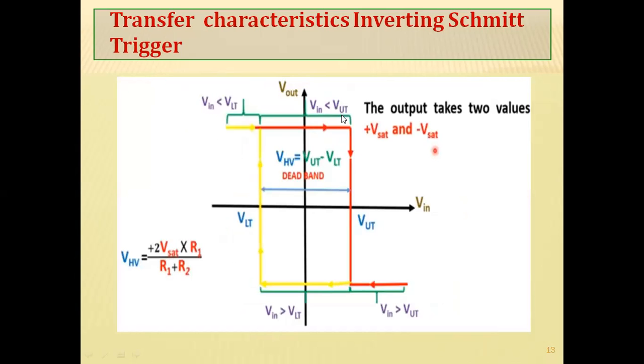And see here, there are two output voltages: one is the positive saturation voltage and the other is the negative saturation voltage. To write the equation of hysteresis, the voltage at hysteresis can be written as VUT minus VLT. We already know the equation for VUT. VUT is V saturation into R1 divided by R1 plus R2, and VLT is minus V saturation into R1 divided by R1 plus R2. If we substitute the equations of VUT and VLT and simplify this, we'll get the final equation as VH, the voltage at hysteresis, is equal to 2 times V saturation into R1 by R1 plus R2.